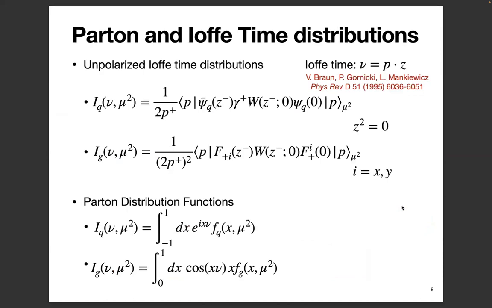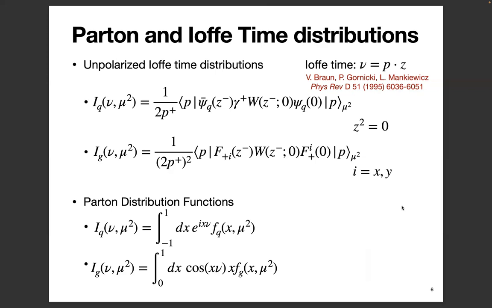Here I'm going to describe it in terms of first starting with the matrix element itself, which I'm going to call the Ioffe time distribution, following Brown and company. If you remove the Lorentz structure that comes in front of these things when you do a Lorentz decomposition, you see that it's going to be in terms of just this new parameter called the Ioffe time, which is the dot product between the momentum and the separation between our fields, with which we are trying to understand the parton distribution.